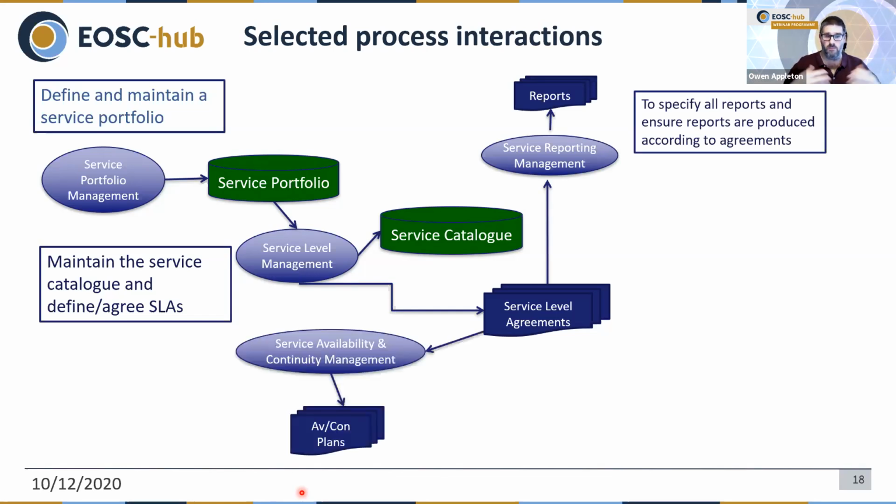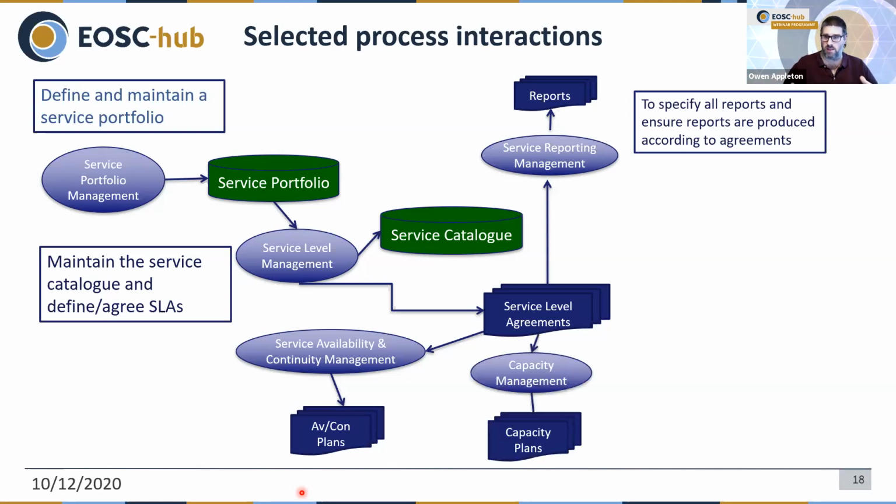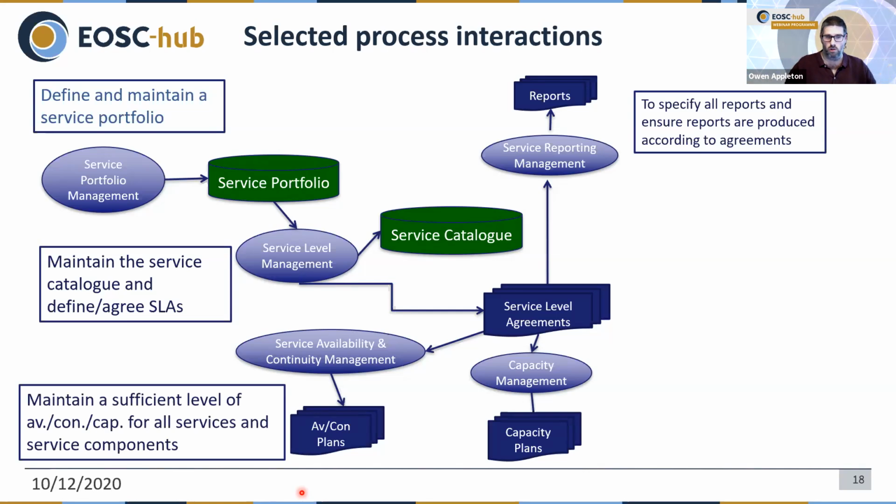You have a process that manages service availability and continuity. So that's managing downtime, but also disaster management. How do you guard against flood, against fire, against earthquakes, depending on where you are in the world? And you have to make plans for that. You have to have a process for managing capacity to make sure that you can deliver the capacity in the agreements you've made with your customers, these SLAs, and you have to have plans to do that as well. So the goal here is to maintain sufficient availability, continuity, capacity to meet your demands from customers.